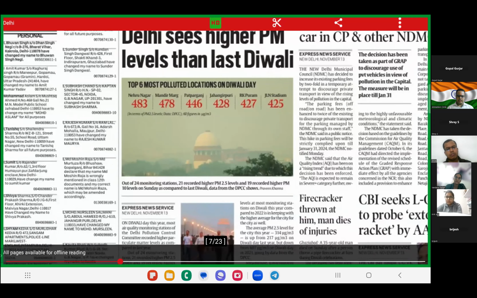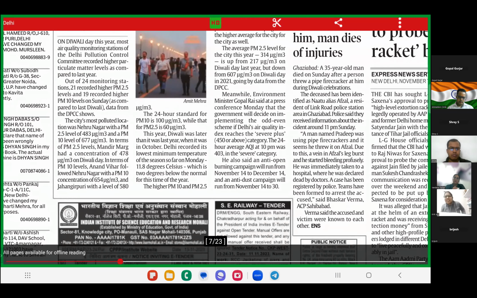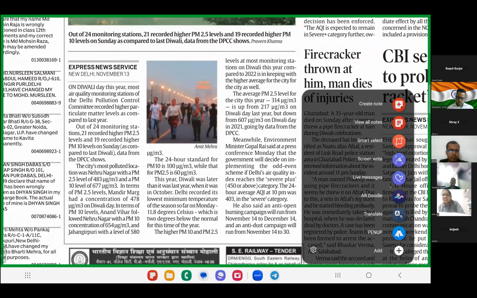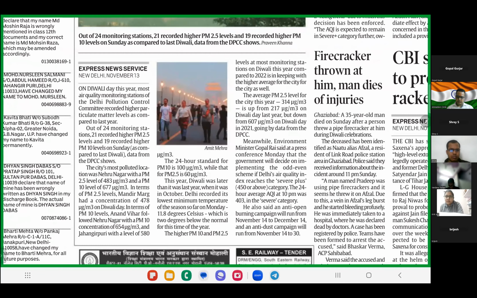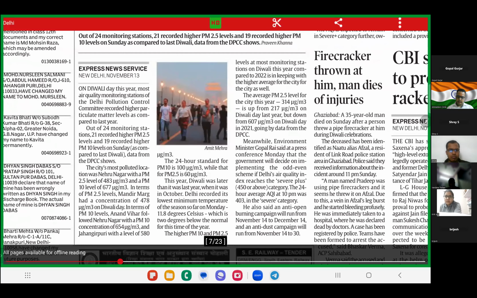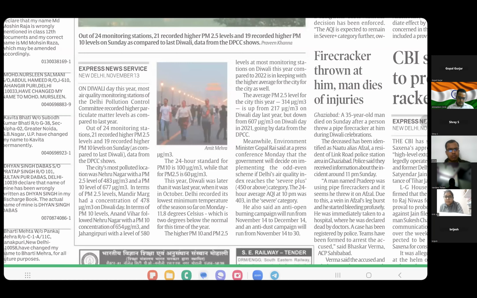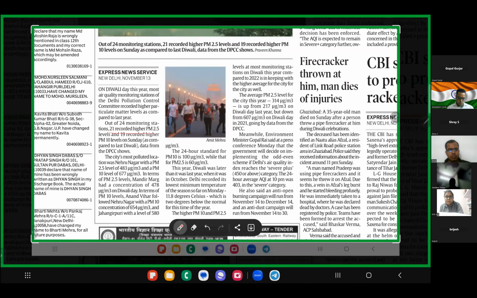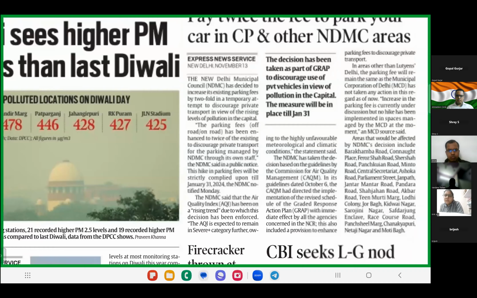Delhi sees higher PM levels than last Diwali. Okay, a PM not a prime minister, then you start comparing prime minister and the chief minister. It is not like that. Out of 24 monitoring, 21 recorded higher PM 2.5. Particulate matter है ये. ठीक है, I hope remember everyone. Clear है? The city's most polluted location was Nehru Nagar. अब ये सारी चीजें not that important, but particulate matter एक बार थोड़ा सा देख लो. ठीक है. अब यहाँ पे ज्यादा कुछ इंपॉर्टेंट है नहीं, तो यू कैन इग्नोर.